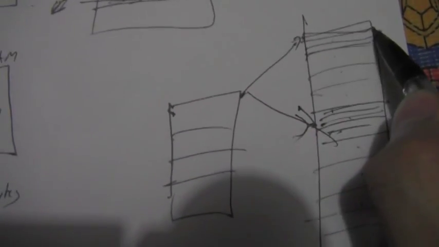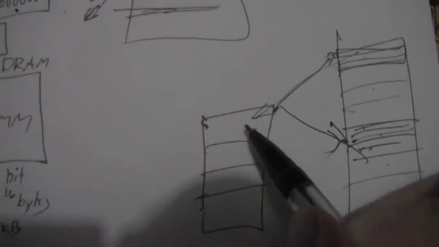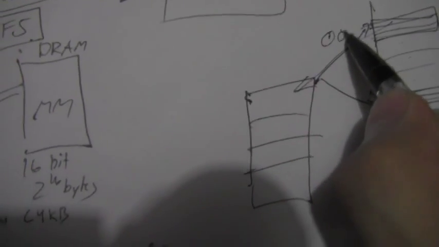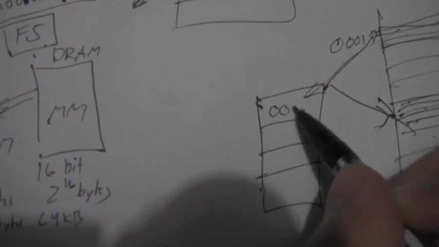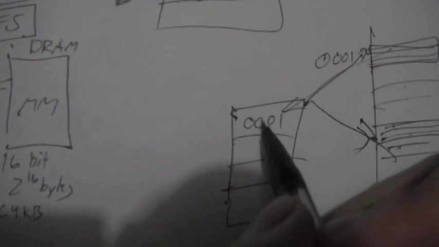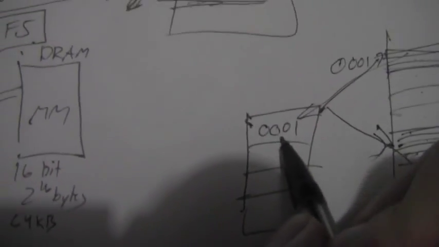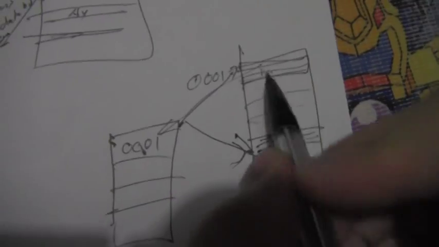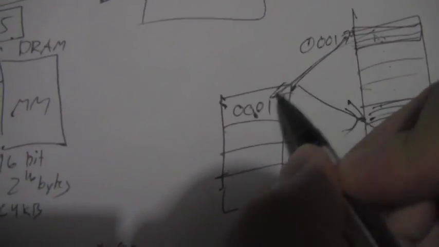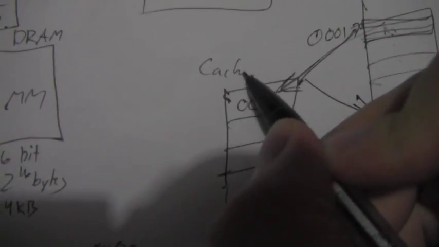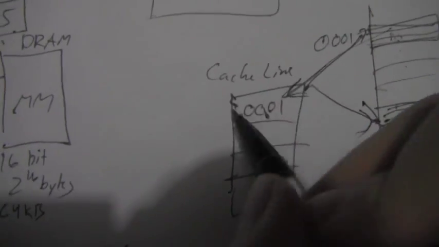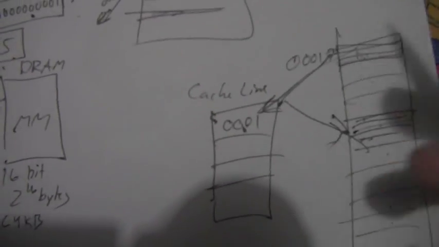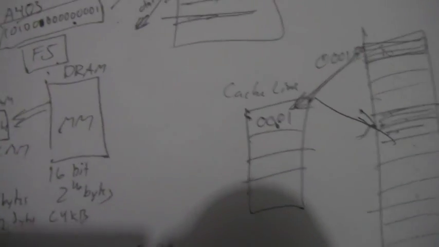Okay. Am I missing any terms? Anyway. So let's say this entire block is loaded here. So let's call this block 0001. And it's loaded here. Note that the address is not stored. I'm just saying this has the same data as 0001. This is now called a cache line. It's a line of data that is the same as your main memory.